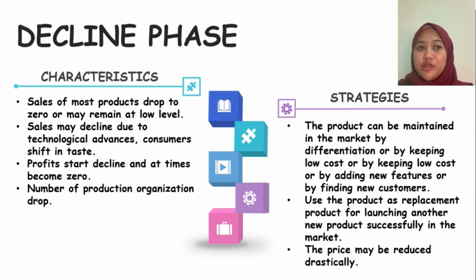How about the number of production organizations? The number of production organizations starts to drop. And what is strategy? The strategy is that the product can be maintained in the market by doing differentiation or by keeping low cost, by adding new features or by finding new customers. Use the product as a replacement product for launching another new product successfully in the market. Lastly, the price may be reduced drastically just for them to clear up the product.